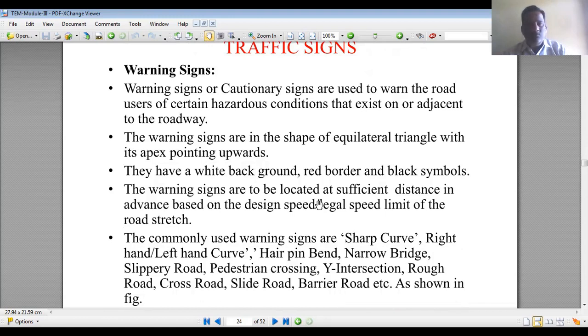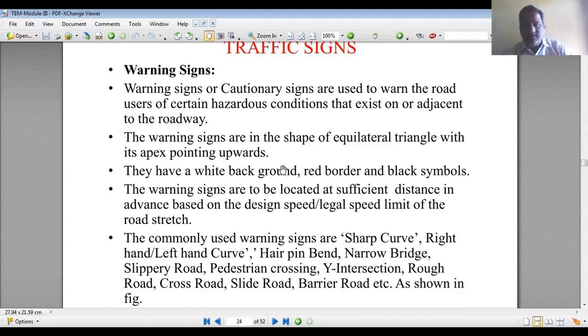These are used to warn the road users of certain hazardous conditions which exist on the road or adjacent to the roadway. So if there are any hazardous situations, to warn the road users, drivers, pedestrians or vehicle users, this type of signboard is used, known as warning signs, also known as cautionary signs. The warning signs are in the shape of an equilateral triangle with its apex pointing upwards. See, in the first category, the give way sign has its apex pointing downwards, but in this second category the apex is pointing upwards and it is an equilateral triangle shape.